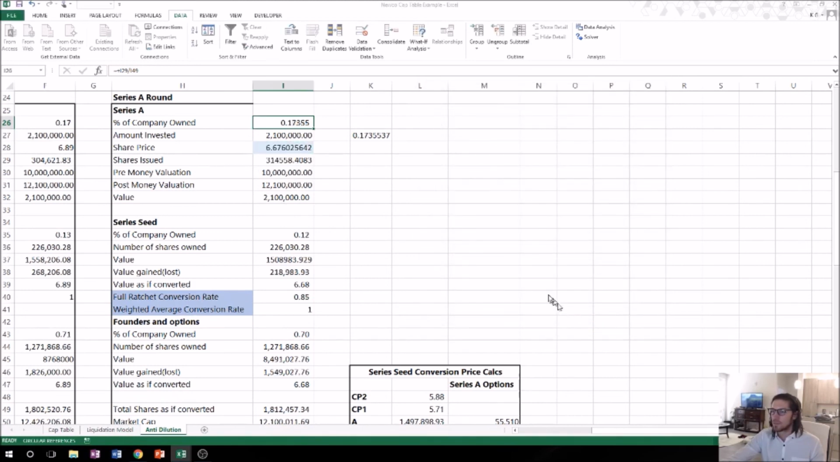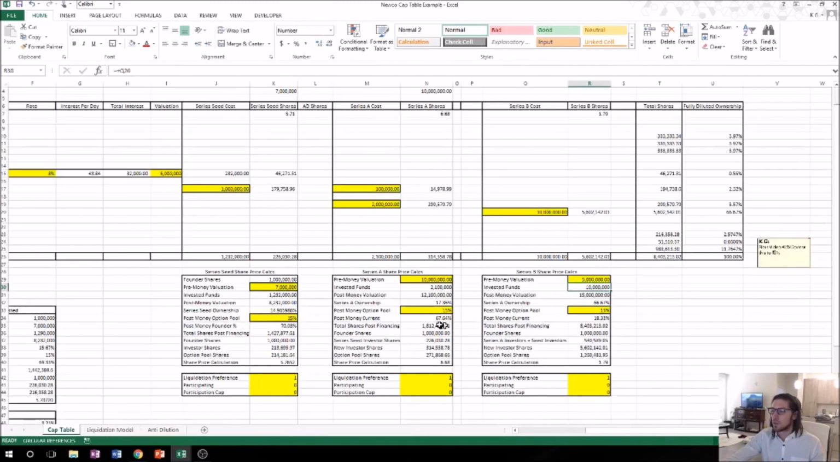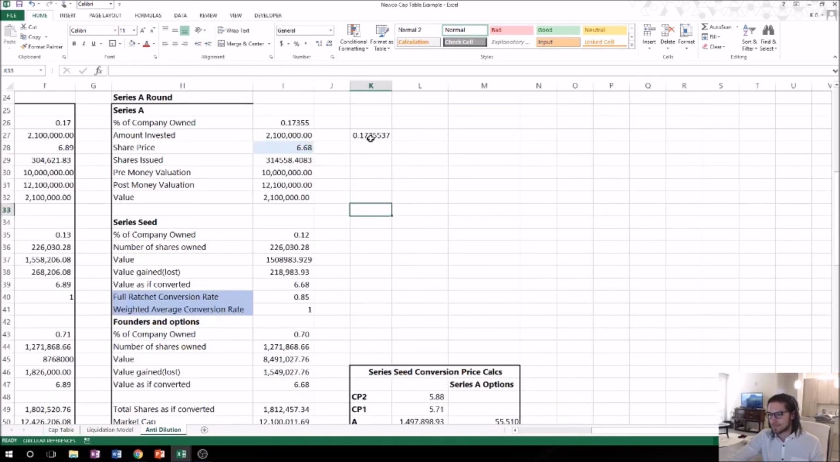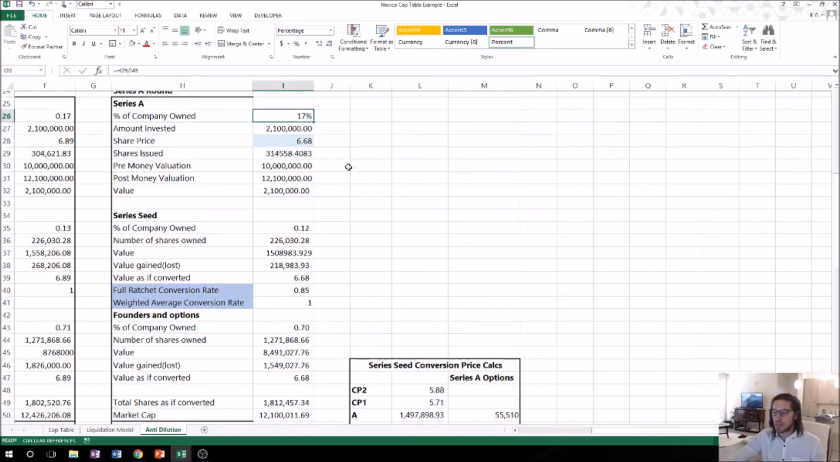So if we solve it, we can see that Excel came up with the answer for us. It's $6.68, which also happens to be exactly what we did here on the cap table. So since it's not a down round, it should look exactly the same right here. And that's all. That is exactly how we do the weighted average share price calculation for the Series A.